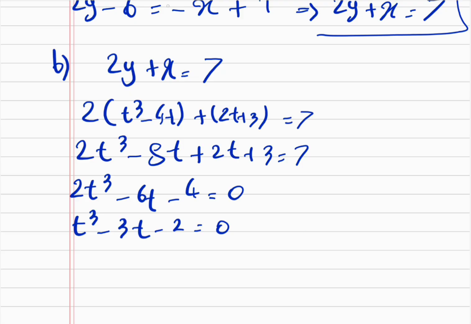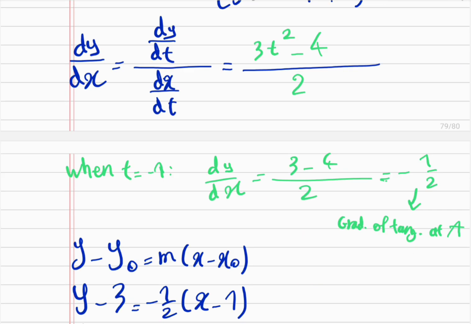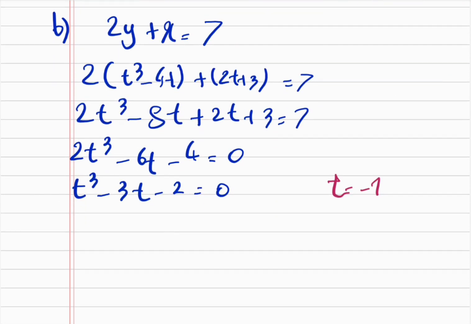Because we know that one of the solutions is t equals -1. That's just from the question, by the way, they have given us. So we can even try that to see if it's a solution, because -1 cubed is -1, then -1 times -3 is +3, and then -2, and that's 0. So this is one of the solutions they have given us.